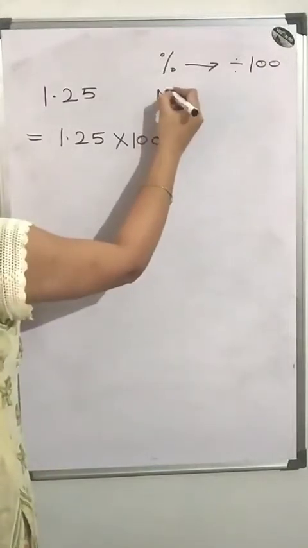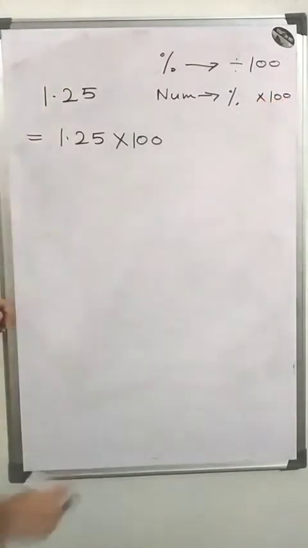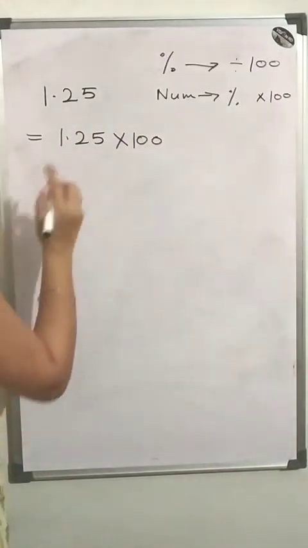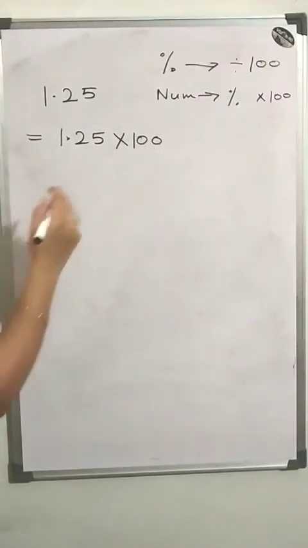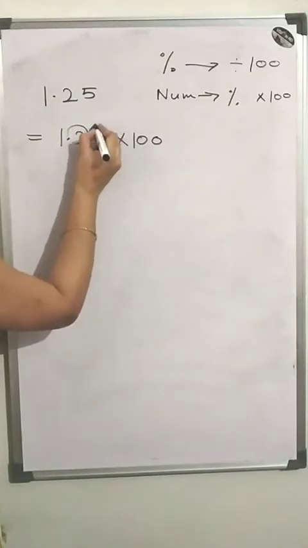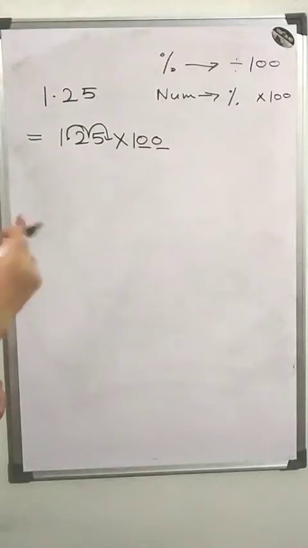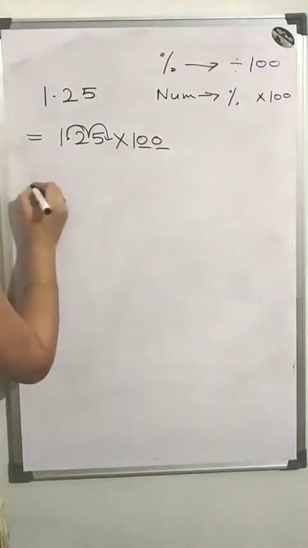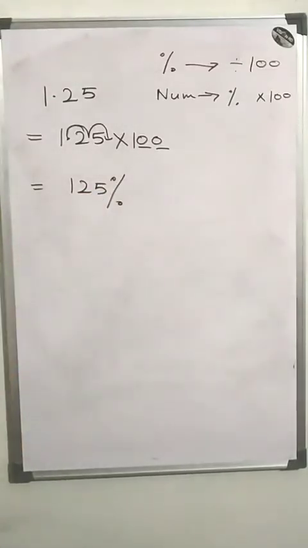And whenever we convert a number to a percentage, we multiply it by 100. So this time we are multiplying, because we are converting a number to a percentage, and a decimal number because we are multiplying it by 100. Whenever we are multiplying, we shift our decimal 2 places right. So this is equivalent to 125%. That is the percentage answer. So in this way you can calculate.